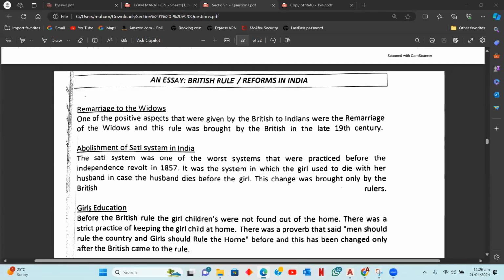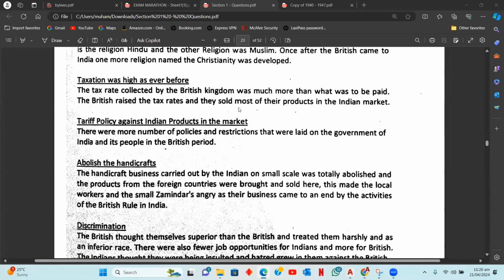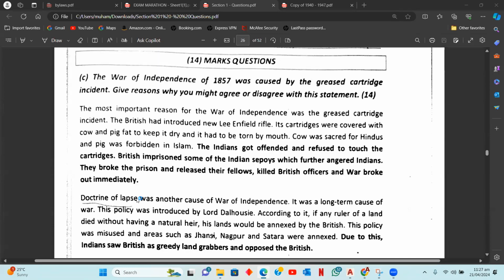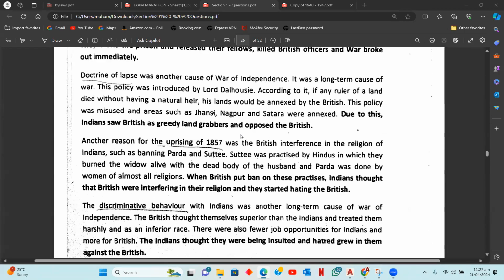So with that, we are now moving on to a 7 mark question. You should know how a 7 mark question is also written. You see this question here: the War of Independence was caused by the Carter's issue. Give reasons. This is also the first type of 14-mark question, where you start off by discussing the Carter's issue and move on to 6 other reasons.